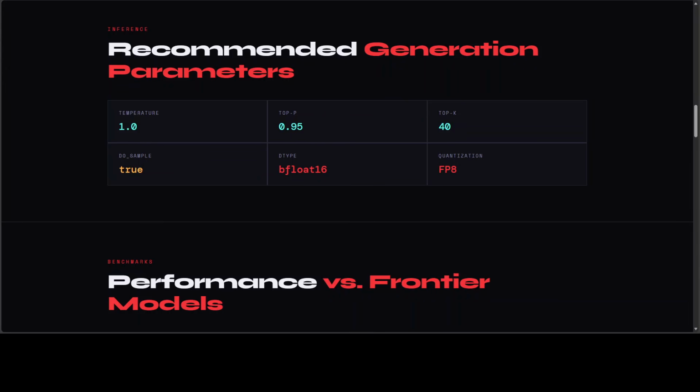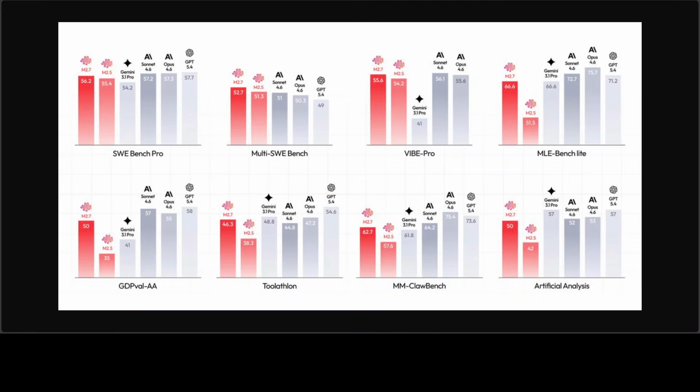So let's flick through these benchmarks. We have already covered them in our previous videos. I'm not going to spend too much time. If you look at this, SWE-Bench Pro, real GitHub issue resolution, M2.7 has scored 56.2. Really good stuff, very close to Sonnet 4.6. This is an open source model within 2 points of the best closed models on software engineering.